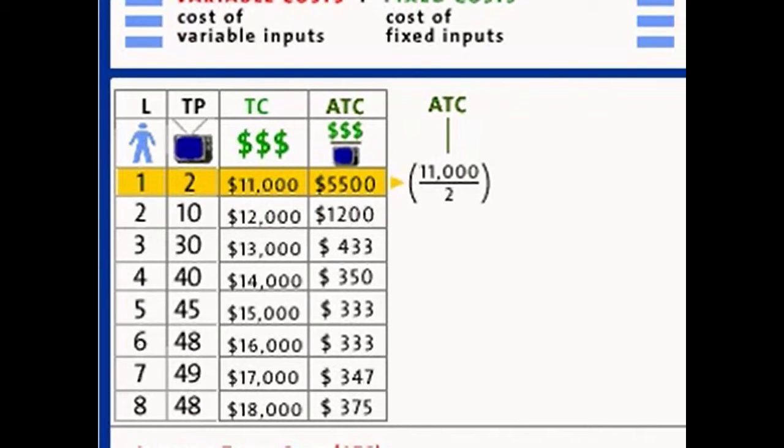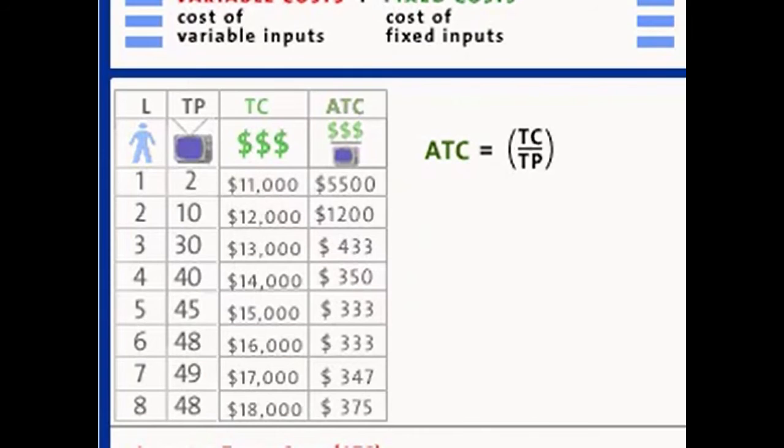Well, you can follow this logic on down the page and calculate the average total cost when you're producing 10, 30, 40, 45, and so forth. So the first method of calculating average total cost is to take the total cost of production and divide by the number of television sets produced. There's also another way of calculating average total cost, and this one is going to turn out to be useful to us in a minute when we derive the average total cost curve graphically.